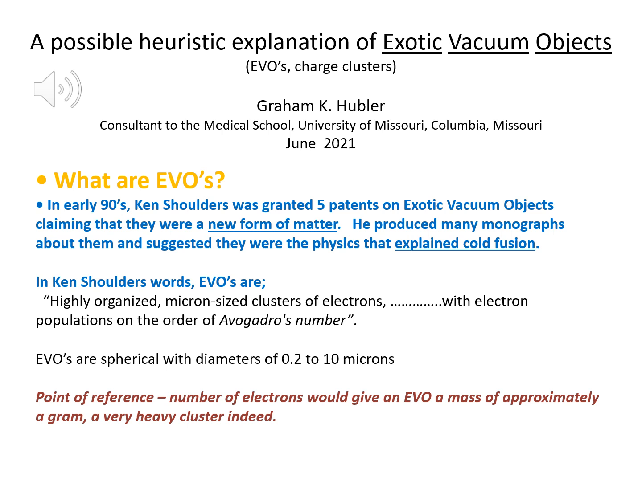Hello, I'm Graham Hubler, and I'm talking today about Ken Shoulders' EVOs, exotic vacuum objects, which he claims are a new form of matter and that explain cold fusion. In Ken Shoulders' words, they are highly organized micron-sized clusters of electrons with an electron population on the order of Avogadro's number. These would be, indeed, exotic vacuum objects.